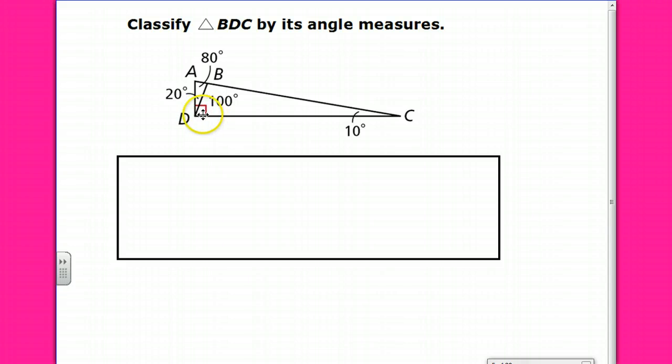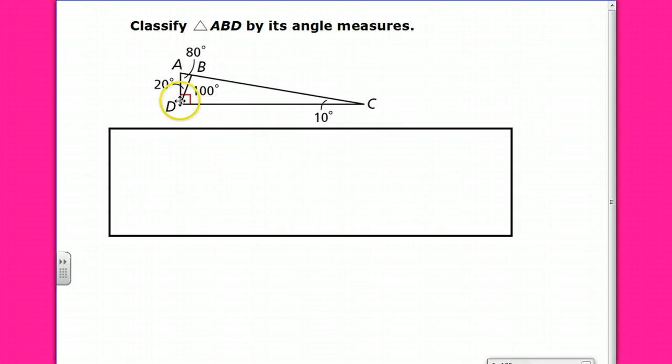And so this angle over here must be 180, take away these 2, right? And so it is an acute angle over here. But due to this angle B being 100, we can say this is what type of triangle? That's right, an obtuse triangle.